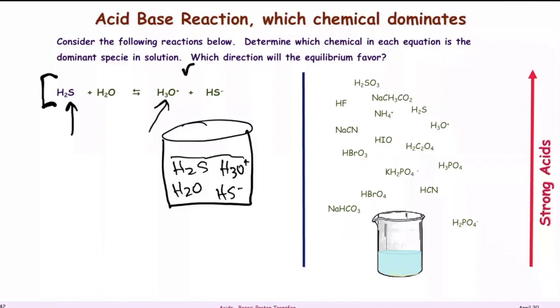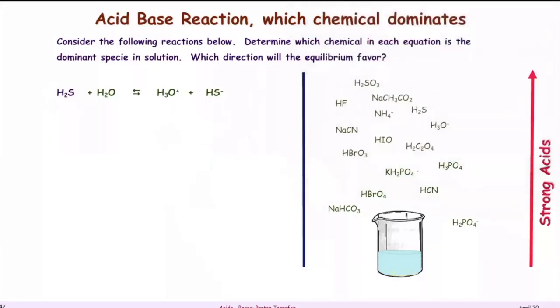Well, H3O plus is one of the strongest acids out there. We haven't mentioned it except through the fact that it forms, but it's one of the strongest acids. Plus, you also know H2S is a weak acid because it's not one of our top seven. So to answer that question, the dominant chemical in this mixture would be hydronium and HS minus because, sorry, the dominant chemical, I take that back. Let me erase that.